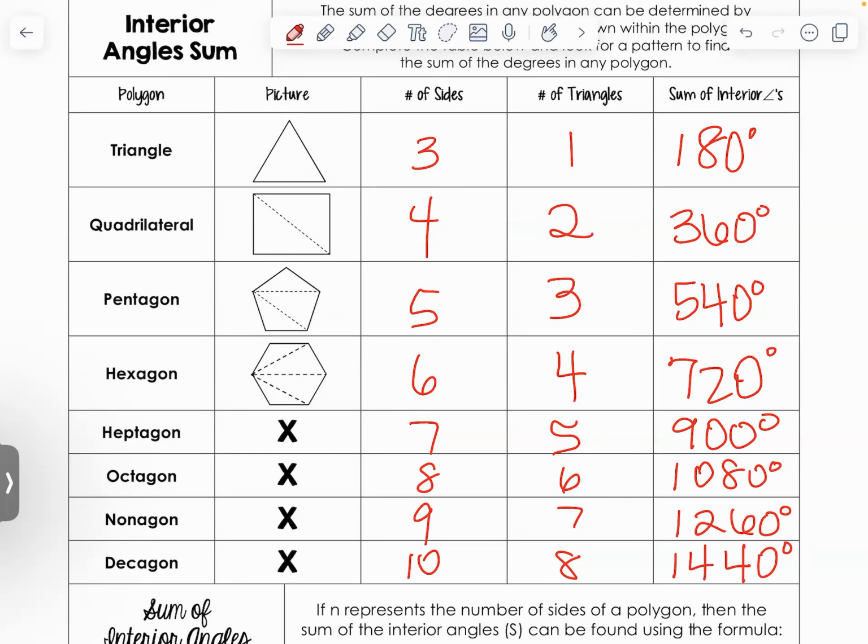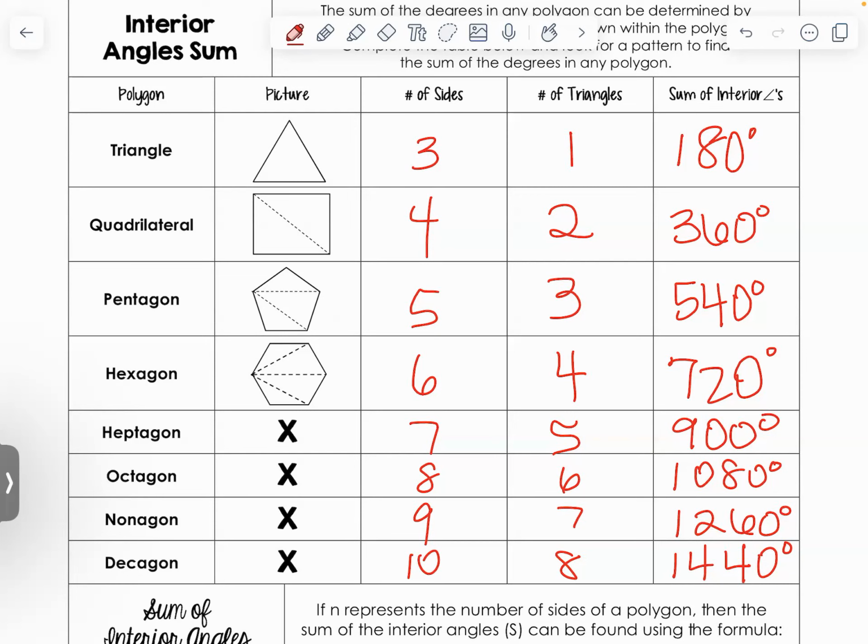No, you do not need to memorize all of those numbers, okay? Because what happens? These all go up by 180. So I wonder if there's a way to think about it. A pentagon has 5 sides, so we multiplied 3 by 180. A heptagon has 7 sides, so we multiplied 5 times 180.